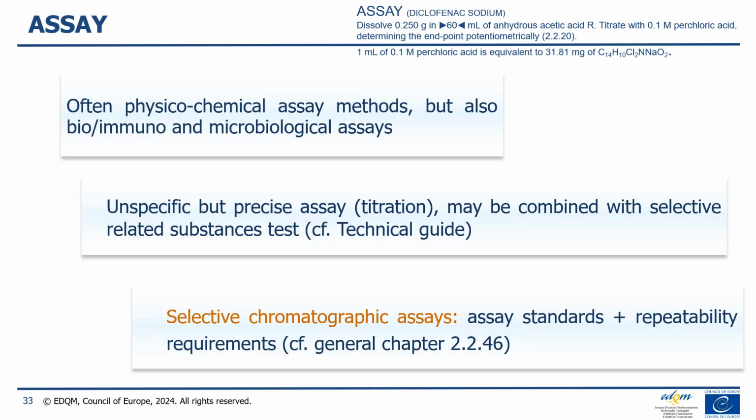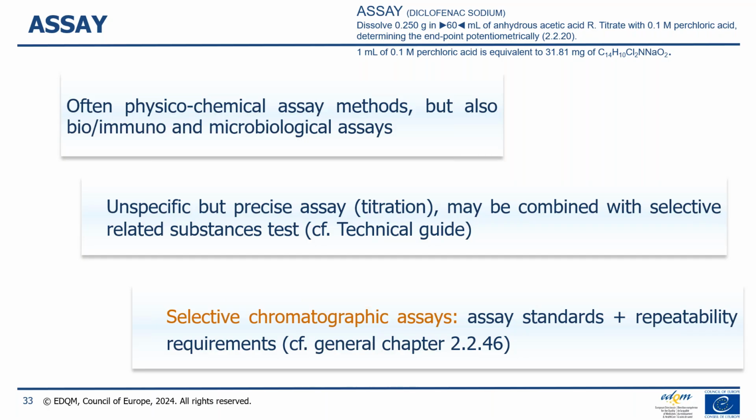I will continue now with another mandatory section, the assay. Often physico-chemical methods are described under assay, but you can also find biological or microbiological assays. If a titration is described in a monograph, you know that it is much more precise, quick, and usually cheaper than an HPLC assay. If an HPLC assay is described, then you have to use reference standards with the stated content and also fulfill the repeatability requirements described in the general chapter 2.2.46.